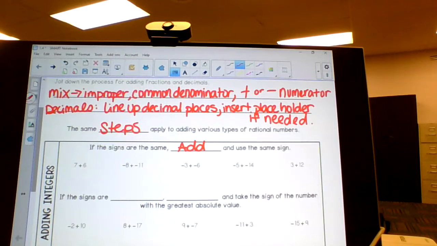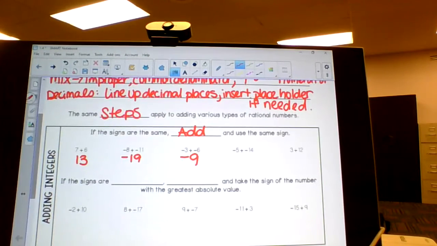So like these 5 problems here. These are all the same sign within that problem. So what is 7 plus 6? 13. And negative 8 plus negative 11? Negative 19, because it's same sign, add and keep. What about negative 3 plus negative 6? Negative 9. And negative 5 plus negative 14? Negative 19, because it's same sign, add and keep, and then 3 plus 12 is 15. Same sign, add and keep.